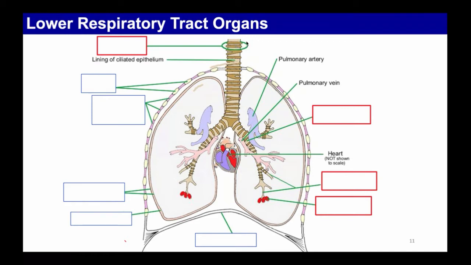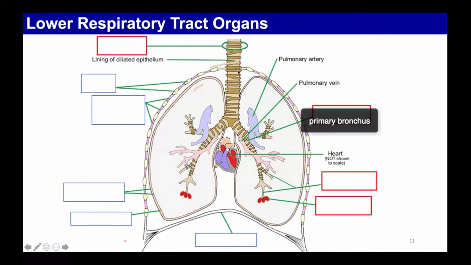I've made the boxes different colors here because the ones that are outlined in red are the actual respiratory system structures. And then we've got structures of the cardiovascular and skeletal and muscular systems that participate in respiratory function in blue.